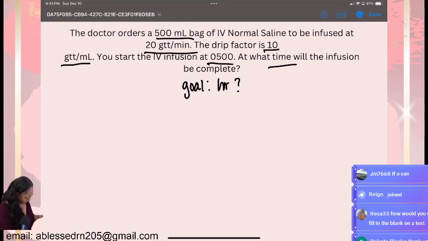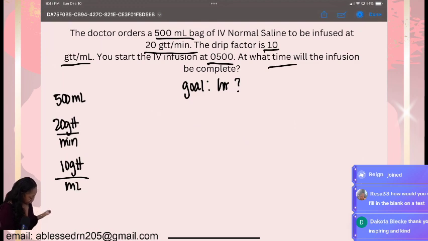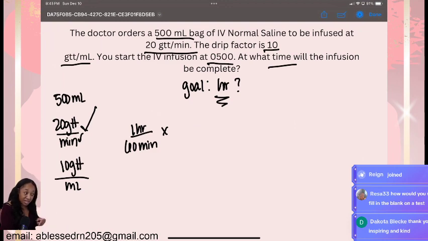So we got 500 mLs and then it's going at 20 drops per minute. And the tubing is 10 drops per mL, okay? So if we are looking for hours, we're going to start with hours. I don't have hours, but I'm going to start with it because I know a conversion. Because we have minutes right here, right? But I need hours. So 1 hour is 60 minutes, okay? So now I can use this because I have minutes on the bottom and I need minutes at the top to cross out, all right?